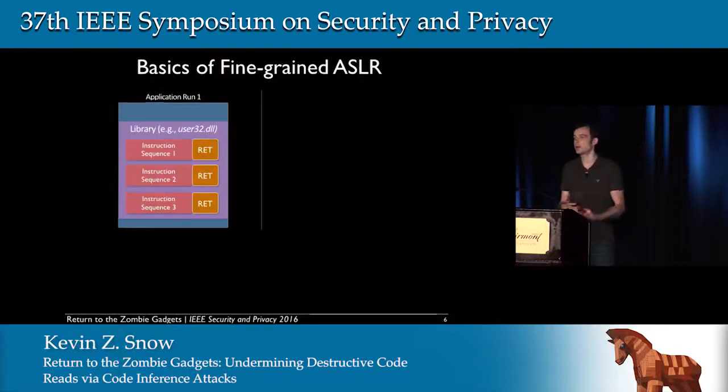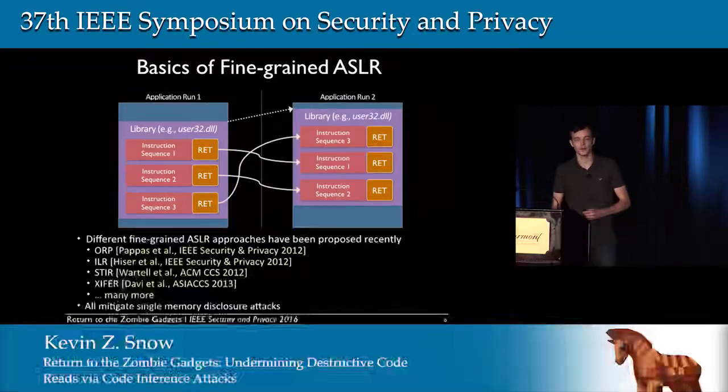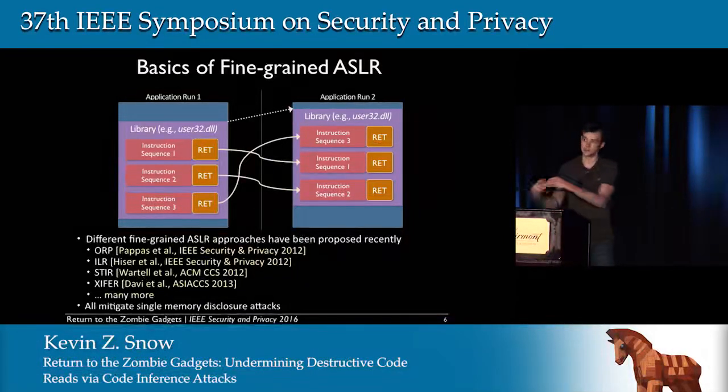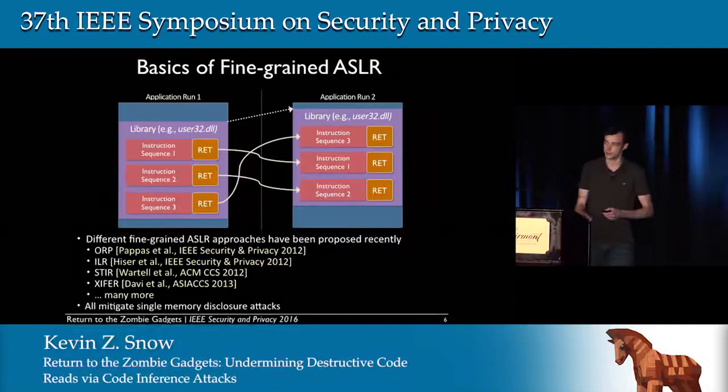To help with this problem, researchers have tried to create enhanced versions of address space layout randomization. In general, this is called fine-grained ASLR. The idea here is to not only move entire libraries up and down, but to also randomize the location of functions within those libraries and the basic blocks within those functions, and even instructions inside those basic blocks, and sometimes the registers used in those instructions.